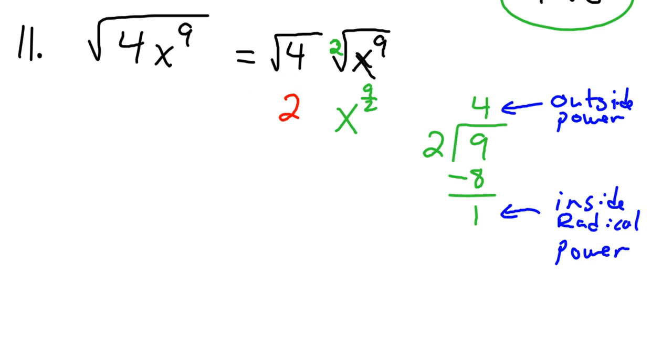Okay, so the 2 is 2, because that was the square root of 4, so that part was 2. For the x, you're going to have x to the 4th on the outside. And then you're going to have 1x left on the inside of the square root. And if it's x to the 1st, you don't have to write it, so you just leave it that way.